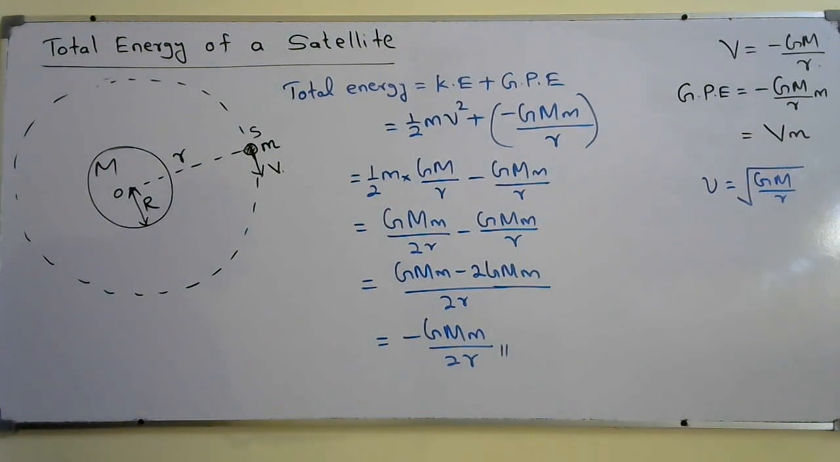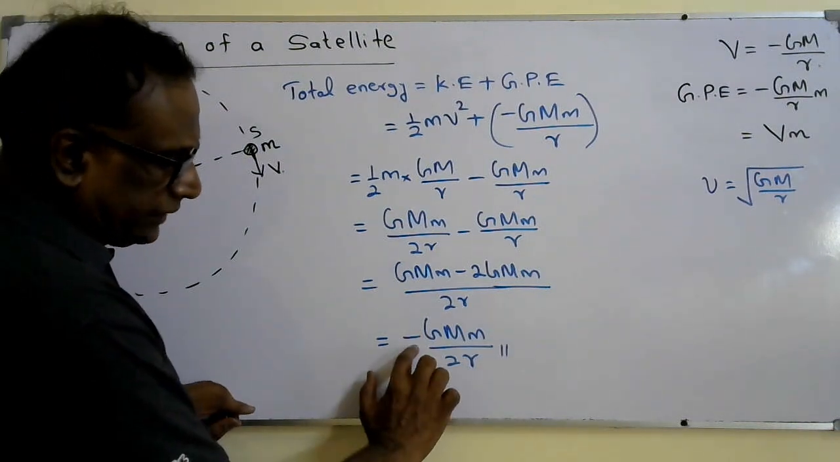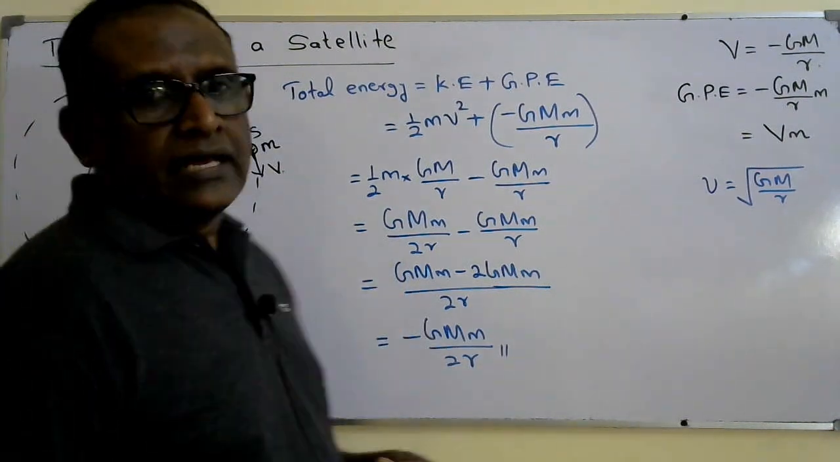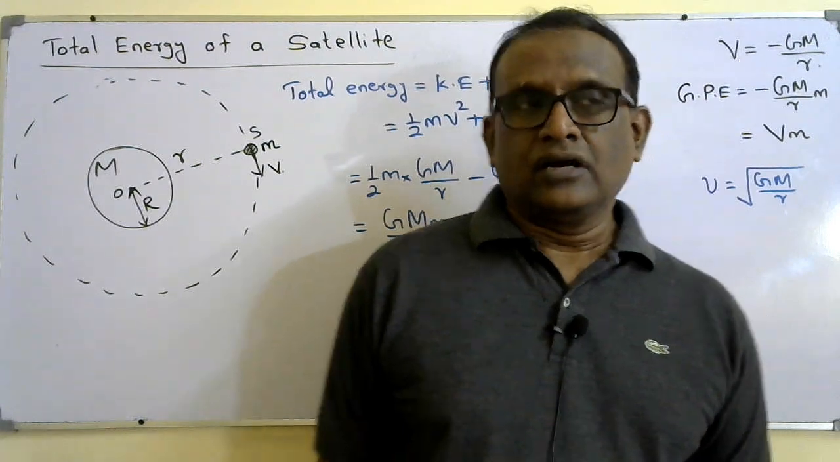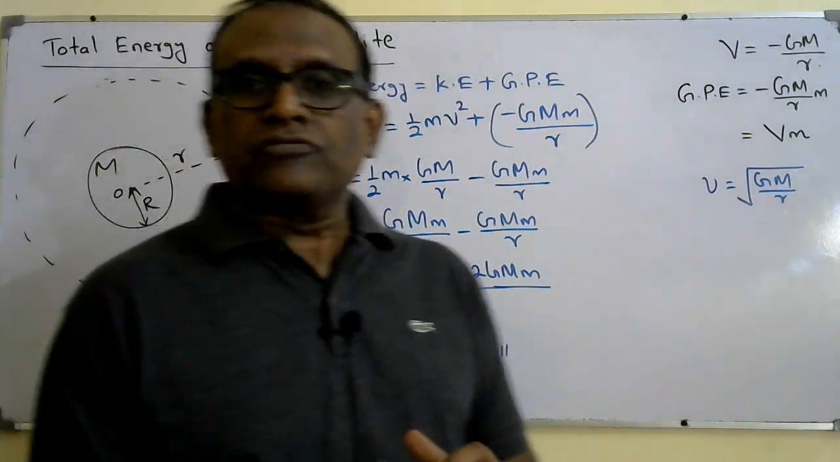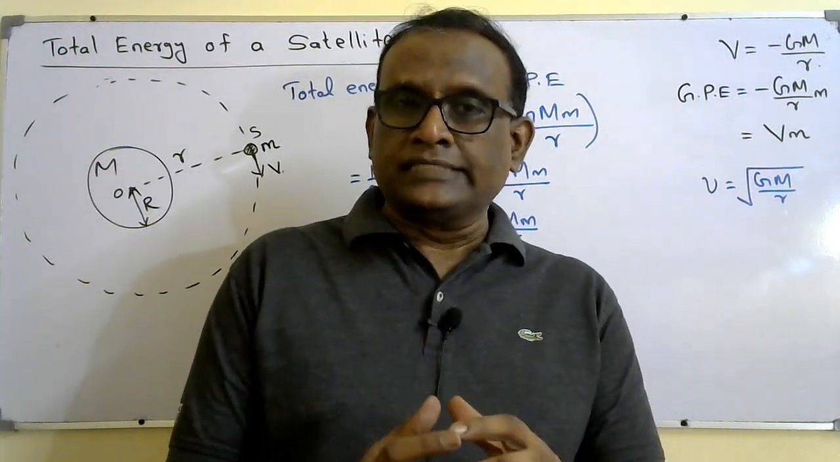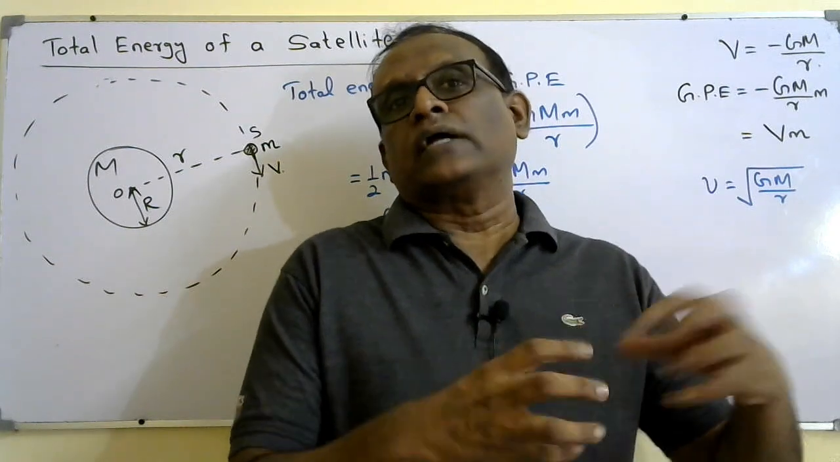Okay, so students normally ask, the total energy becomes a negative quantity. What's the meaning of it? Why is it negative? How to explain it? We'll explain what is the meaning if the total energy of the satellite equals 0, or if the total energy of the satellite is a positive quantity. Then we can come to the conclusion why it has a negative total energy.